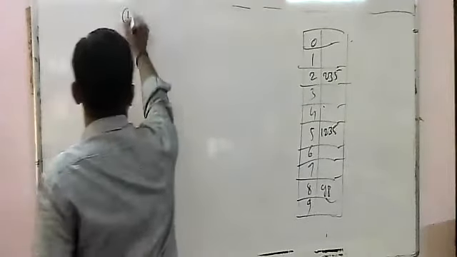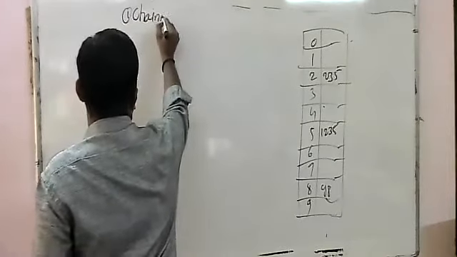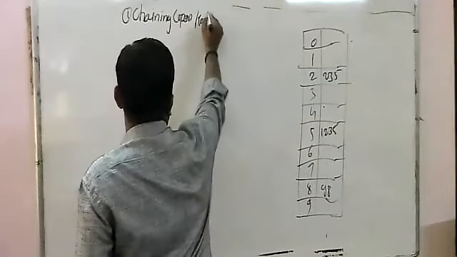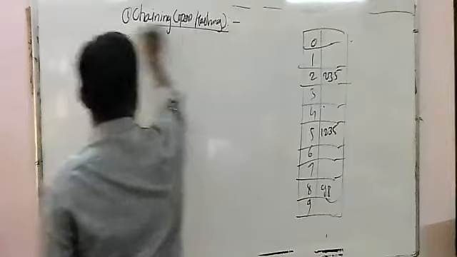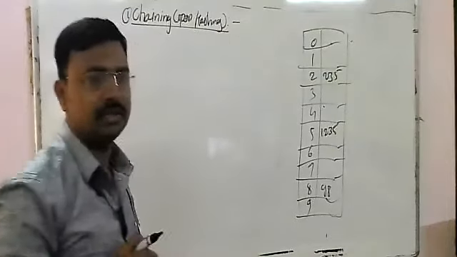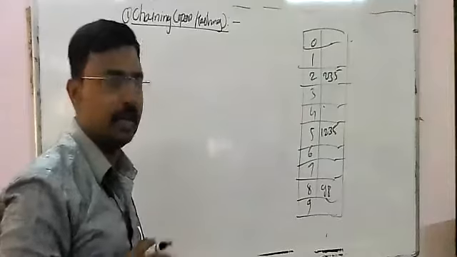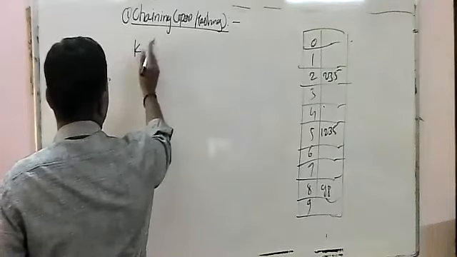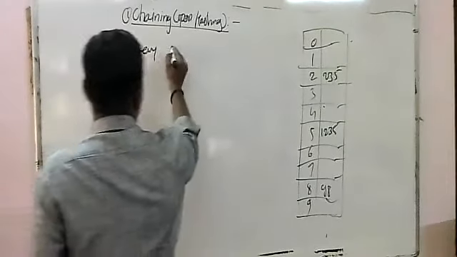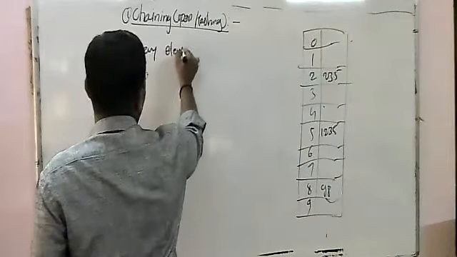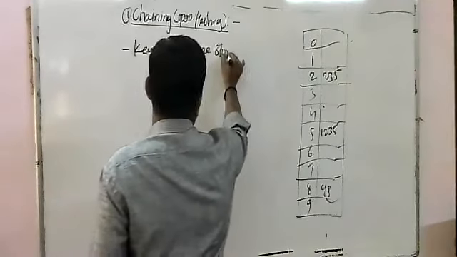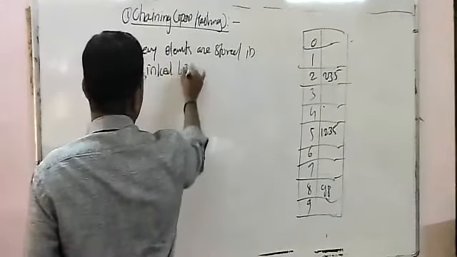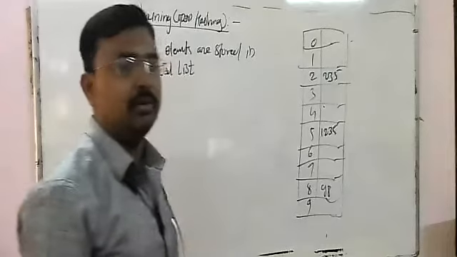First one is chaining, or open hashing. Let's see how to do this open hashing or chaining. In this, whatever the key elements are there, we are going to store the key elements with the help of a linked list. They are stored into a linked list.